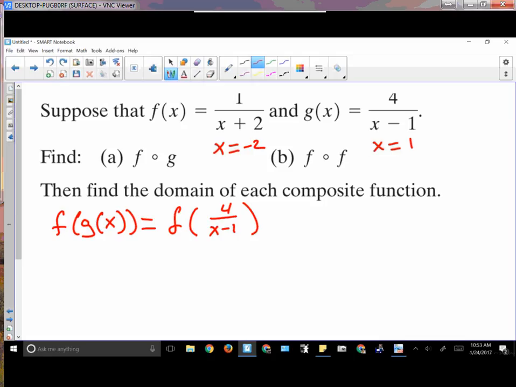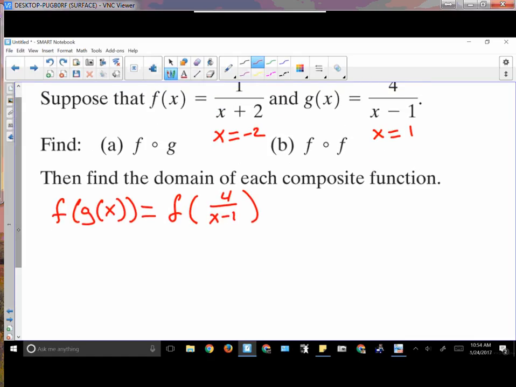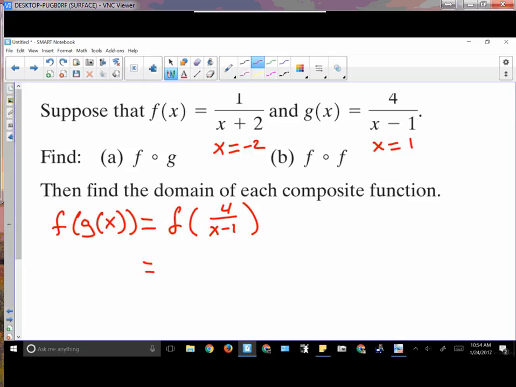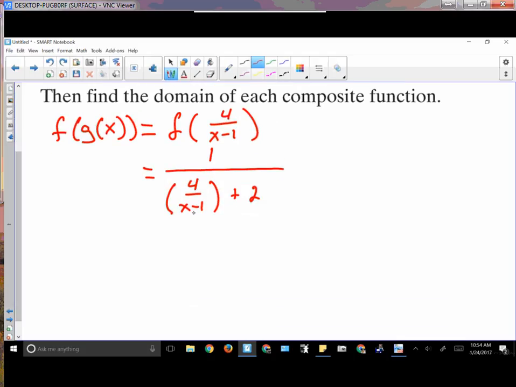Now this is where things start getting a little bit trickier. We haven't been told what x is, have we? So now this is going to go in for x up there. So that means I am going to have 1 over, parentheses, 4 over x minus 1, plus 2. This is where it starts getting smart. Because now we have to use the rules of fractions in order to deal with this. I have a denominator of x minus 1, so I am going to multiply this one here by x minus 1 over x minus 1. Does that make sense to do?